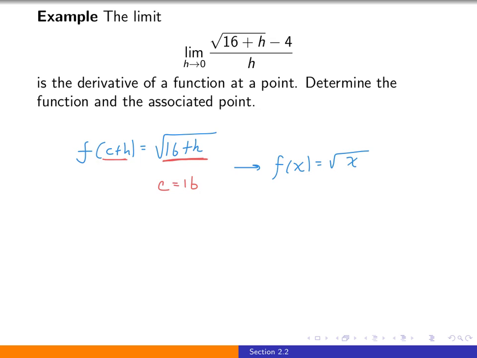And the value 4 that we're subtracting away needs to be the function value f of c. So if f of x equals the square root of x, f of 16 is the square root of 16, which is equal to 4. So we have the function square root x, and the limit above represents the derivative of that function at the number 16.